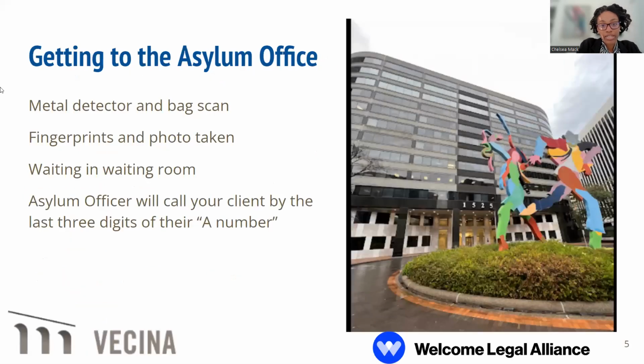Now, getting to the asylum office, as Jenny mentioned, is usually a large office building. And so the asylum office itself may only be in a specific room or specific floor of that building. When your client arrives at the asylum office, they'll have to go through a metal detector similar to the airport, and a bag scan, so they'll have to remove any metals or shoes if there's metal in them.